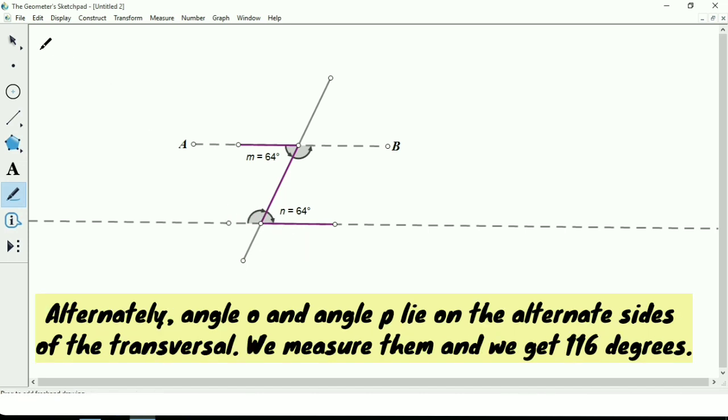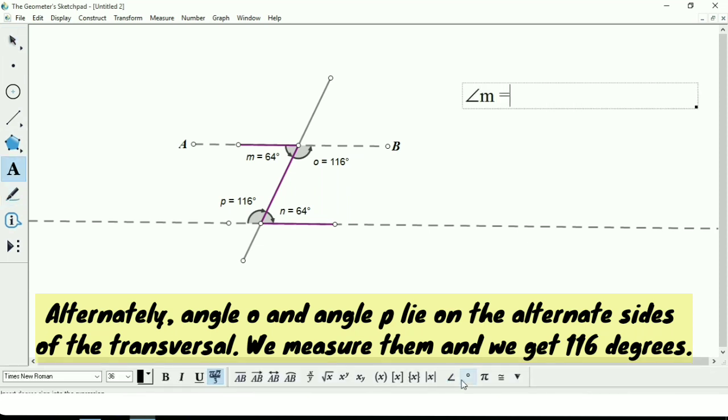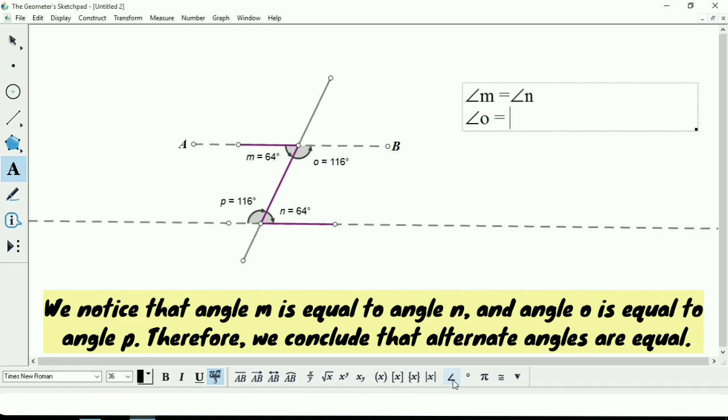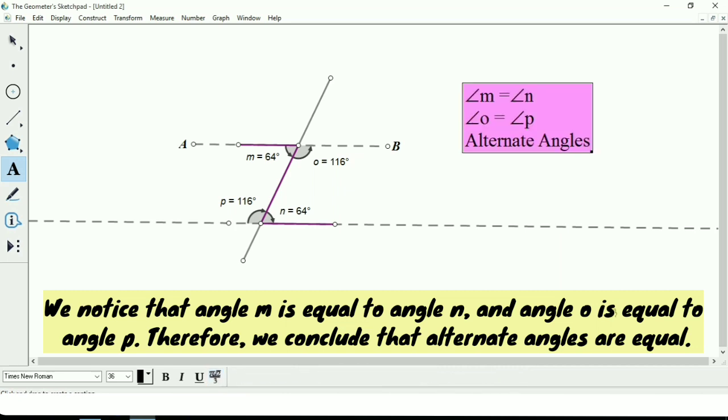Likewise, angle O and angle P lie on the alternate sides of the transversal. We measure them and we get 116 degrees. We notice that angle M is equal to angle N and angle O is equal to angle P. Therefore, we conclude that alternate angles are equal.